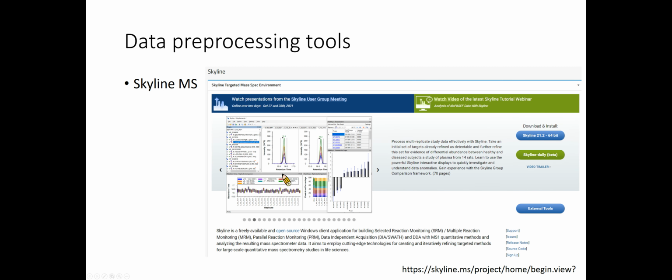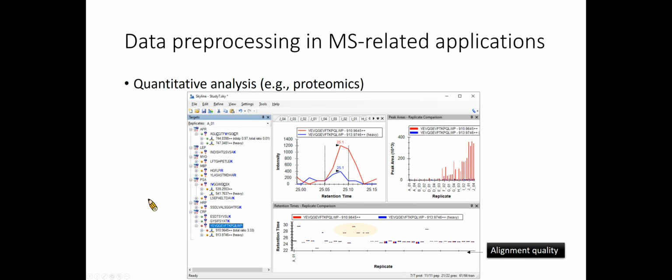In the following slides, we will talk about the tools that can facilitate the data processing. Skyline Mass. Skyline Mass is a publicly available software developed by the University of Washington, which can support the SRM or MRM, parallel reaction monitoring, data-independent acquisition, and data-dependent acquisition with MS1 quantitative methods and analyzing the resulting mass spectrometer data. Skyline Mass can support a quantitative analysis.